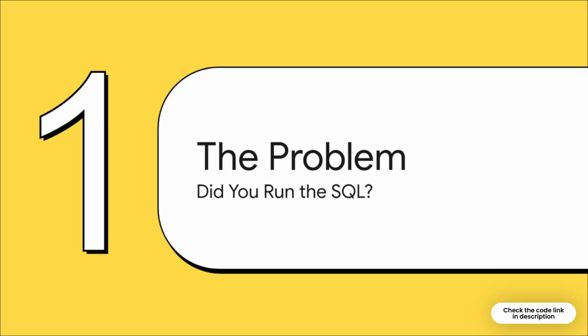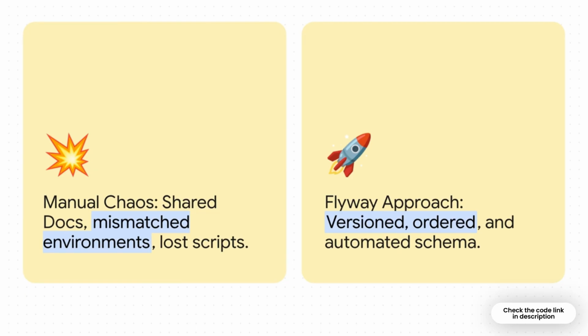Section 1. The problem. Did you run the SQL? You see, the root of our crashing app isn't bad developers. It's bad processes. When we rely on human memory to execute SQL scripts, things are just going to break. No one actually remembers what ran where. Your development environment ends up with a completely different schema than staging. And staging? Well, it's totally out of sync with production.